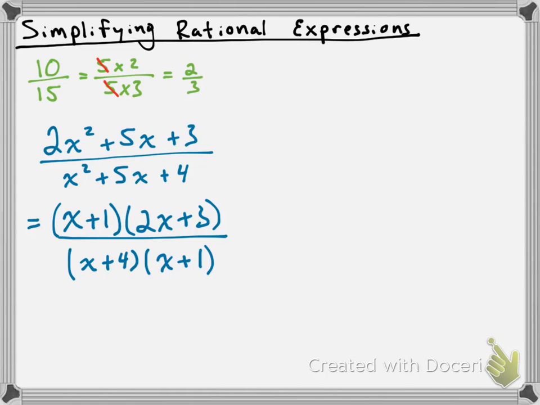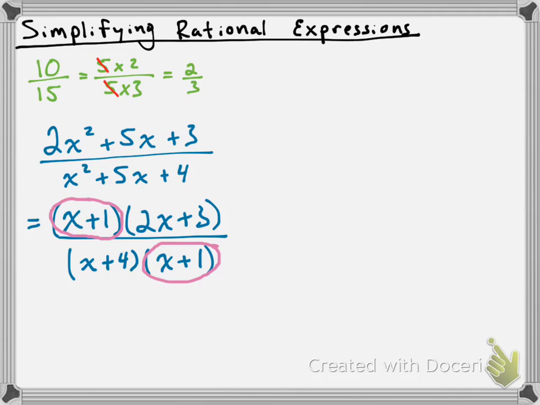Now I want to point out something to you guys. I want you to notice that we've got x plus 1 in our numerator, and we have x plus 1 in our denominator. So we have a common factor. We have a factor of x plus 1 up top and a factor of x plus 1 on the bottom.